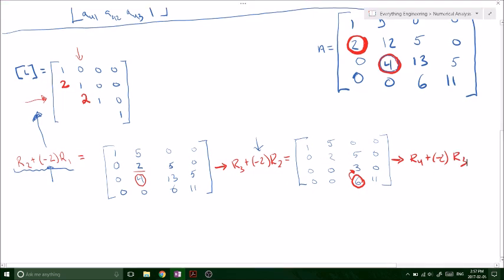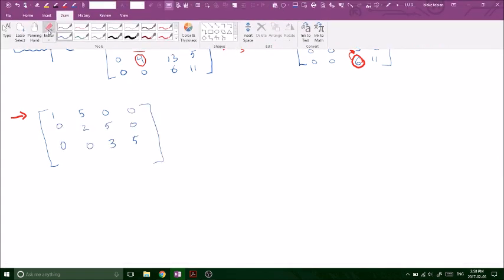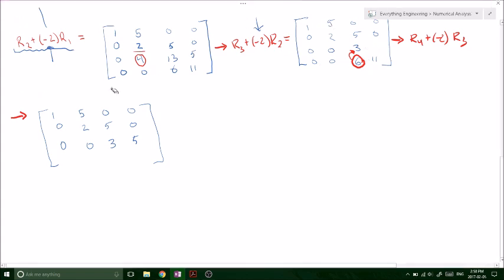So let's write out this new matrix. So after performing that matrix operator, we get 1, 5, and these remain unchanged. Oops, this should be a 5. Wrote down a 0 by accident. So 0, 0, and then 6 -2 times -3 is 0. And then we have 11 plus -2 times 5 equals 1.